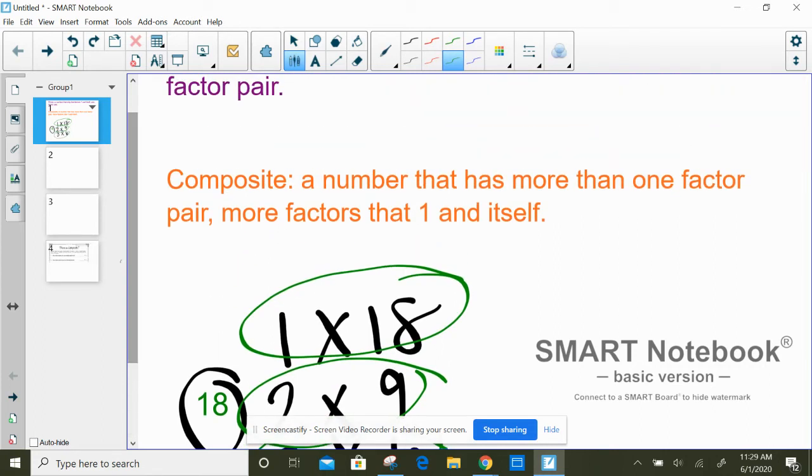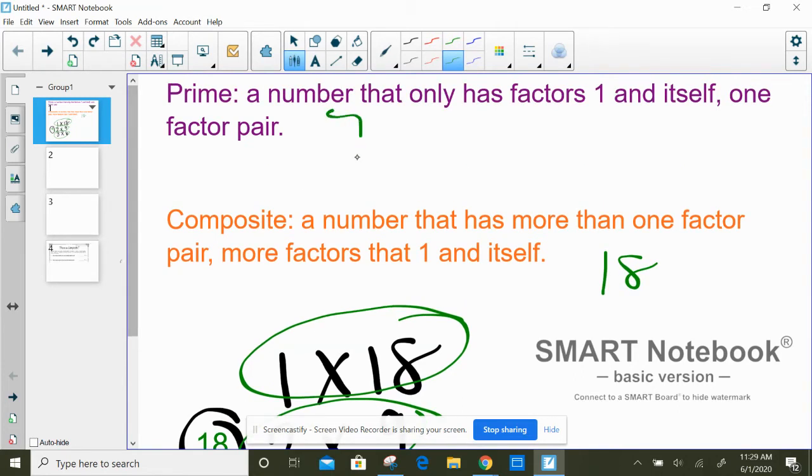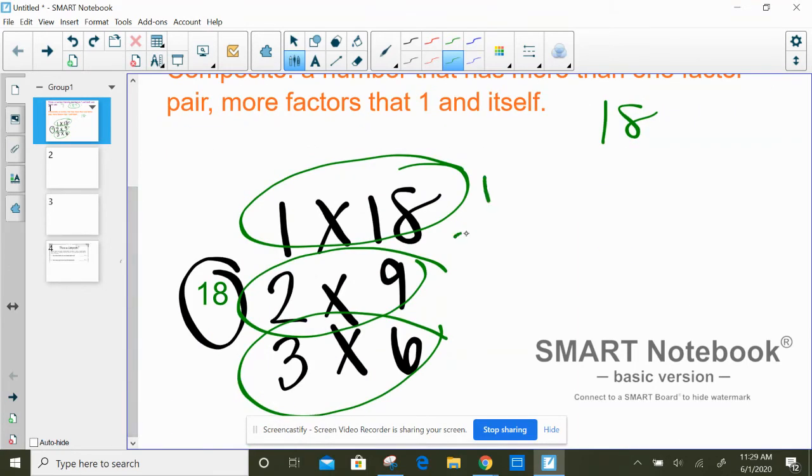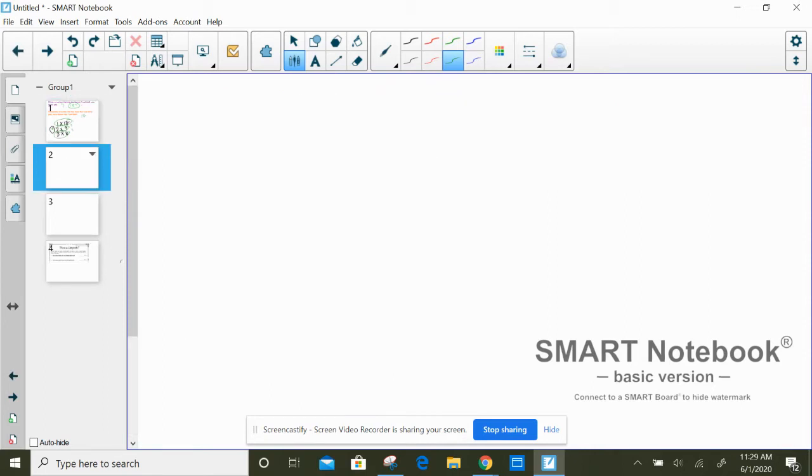Pairs means 2, right? You have 2 shoes for the one pair of shoes, right? So 18 is a good example of a composite number, and 7 is an example of a prime number, because the only way to create 7 is 1 times 7. So it's just one pair. See? One pair here. 1, 2, 3 pairs here. Okay? So we're going to talk a little bit more about that on the next page here.